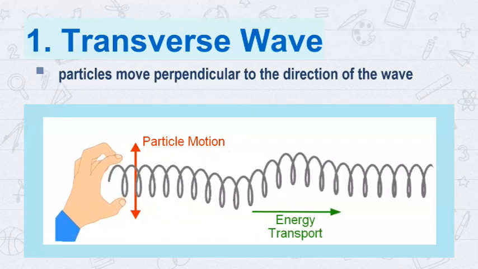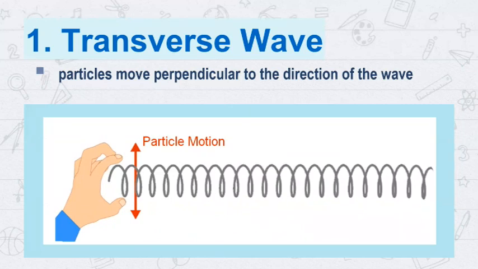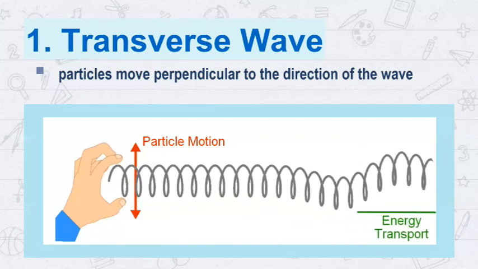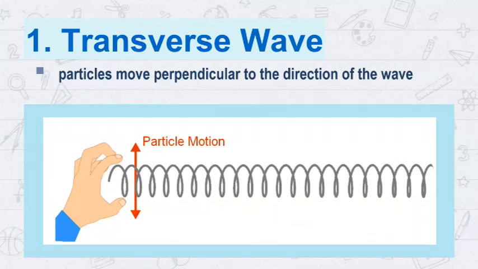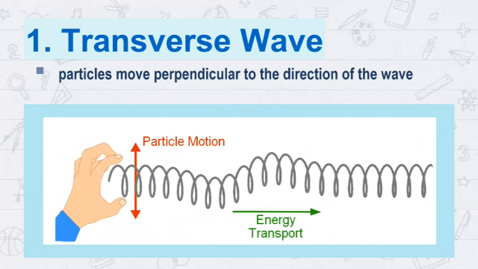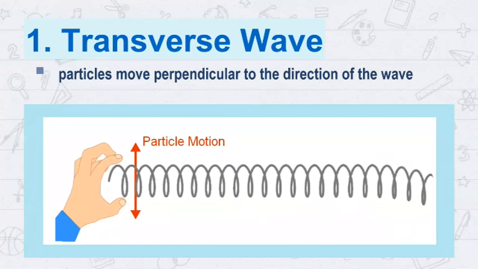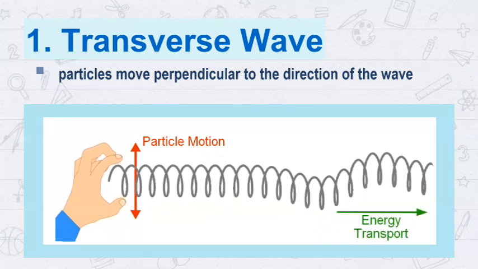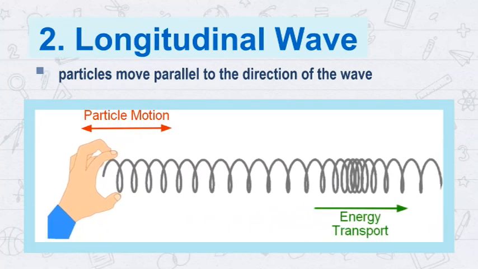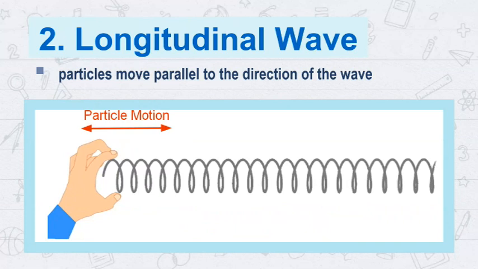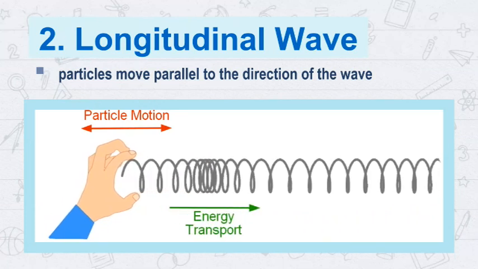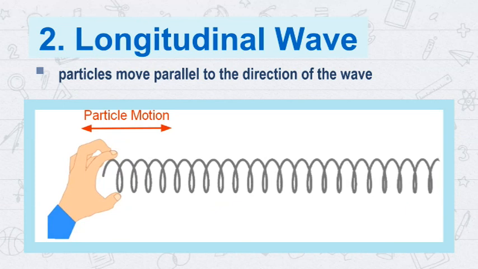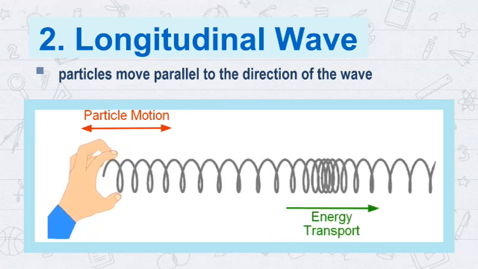Now let's talk about the first type of wave. In a transverse wave, particles move perpendicular to the direction of the wave while energy is being transported. The up and down movements of the hand create a series of pulses, making a waveform. On the other hand, the particles in a longitudinal wave move parallel to the direction of the wave. Each portion is alternately compressed and extended while energy flows.